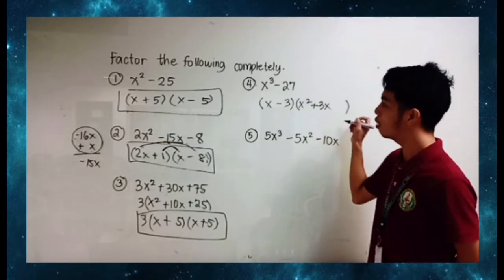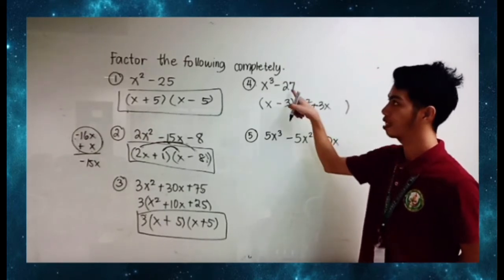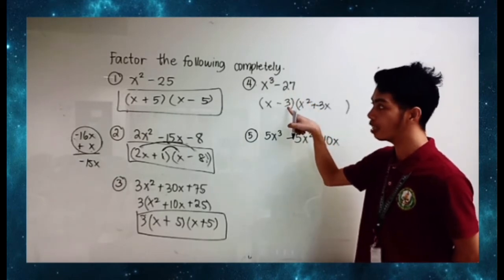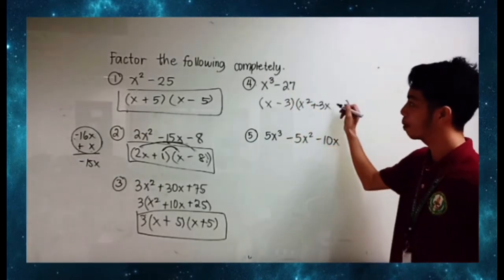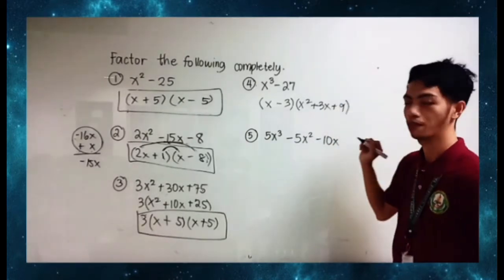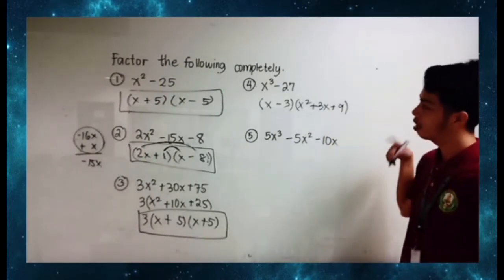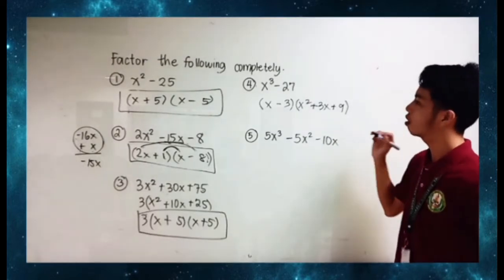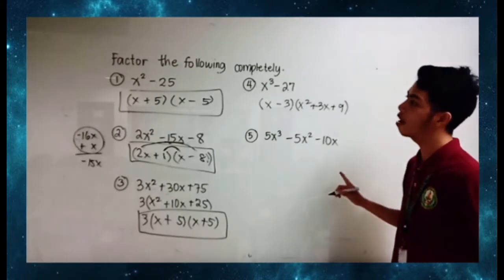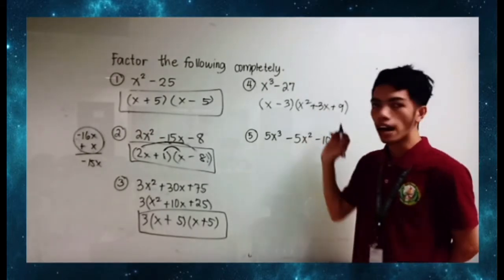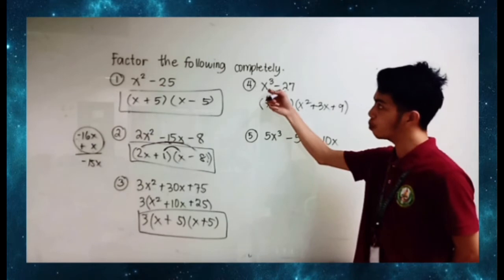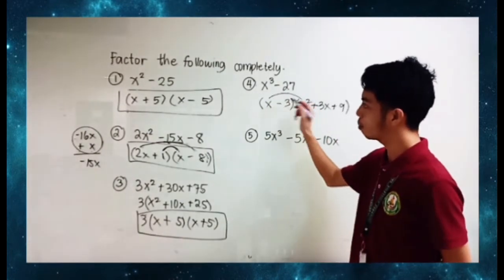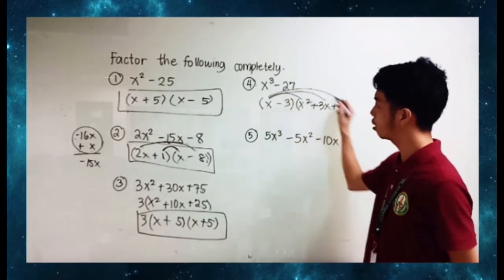Okay. How about this one? Negative 27 divided by negative 3, that is positive 9. Okay, let's have checking. Diba, para mapatunayan na siya x cubed minus 27, ang gagawin mo, i-multiply mo ito. So, ito, i-multiply doon, i-multiply doon, i-multiply doon.